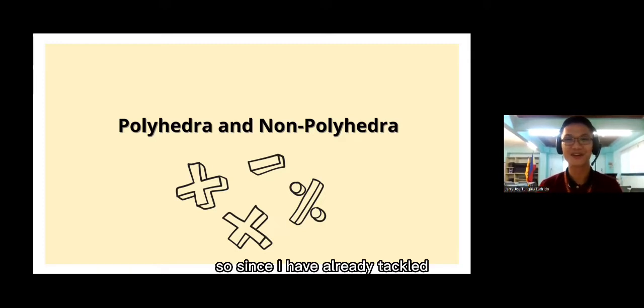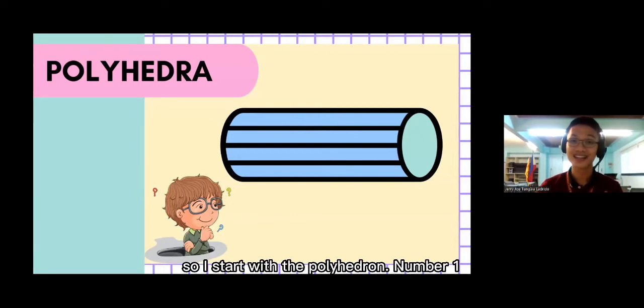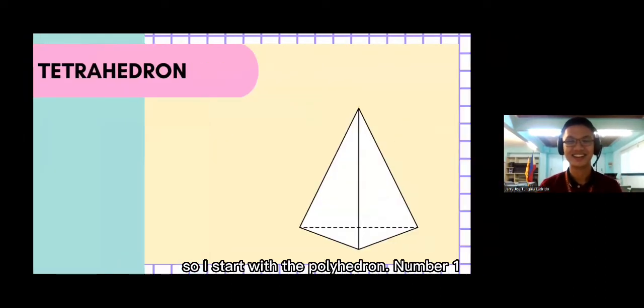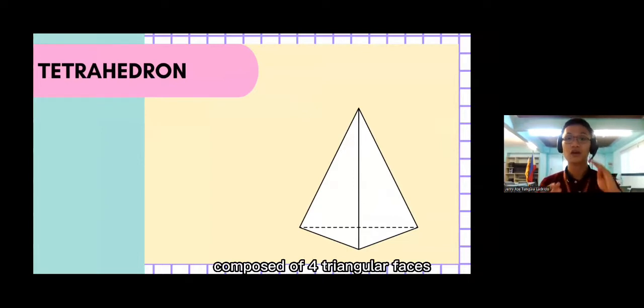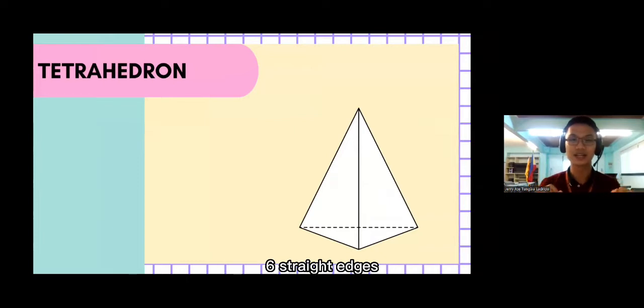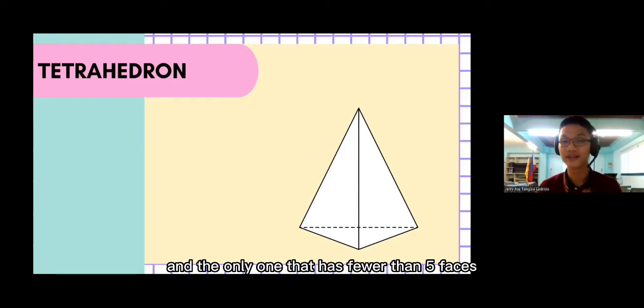So, since I have already tackled the definition of polyhedra and non-polyhedra, I will now proceed with the different examples of polyhedra and non-polyhedra. So, I start with the polyhedra, okay? Number 1, tetrahedron. In geometry, a tetrahedron, also known as a triangular pyramid, is a polyhedron composed of 4 triangular faces, 6 straight edges, and 4 vertex corners. The tetrahedron is the simplest of all the ordinary convex polyhedra and the only one that has fewer than 5 faces.